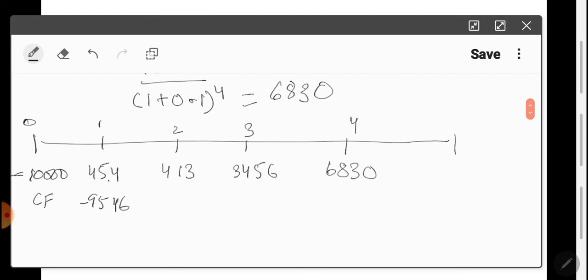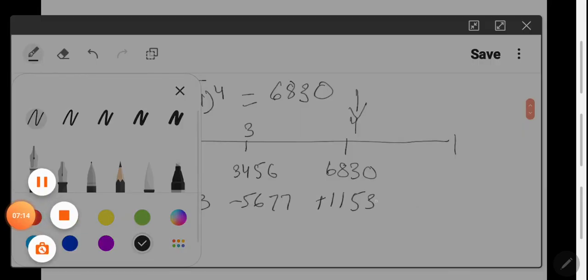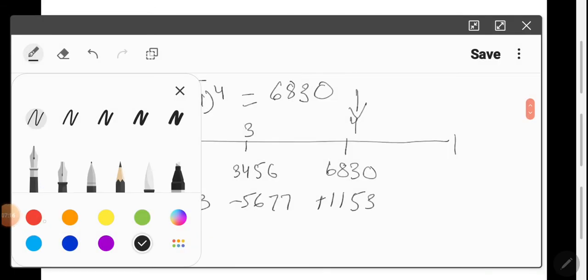Similarly, the next cash flow. So 9133. 5677 and 1153. So it's turning negative to positive over here. So we're going to plug in the values. This is where it is becoming positive. Okay, sorry.